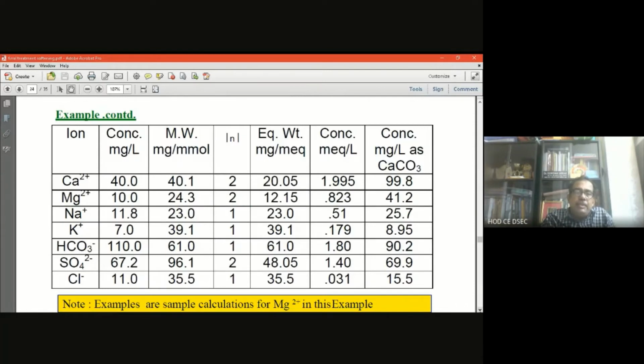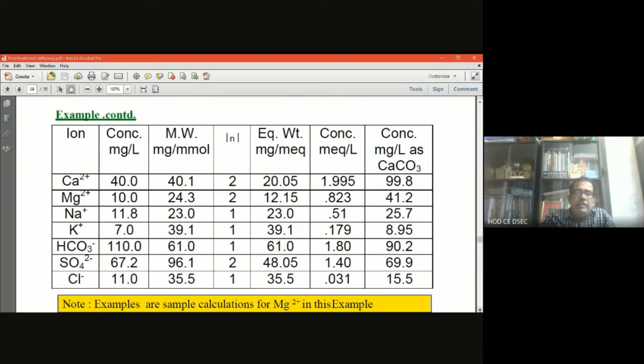Now valency we know. So what is the equivalent weight? Molecular weight divided by valency. Suppose we talk about calcium, its molecular weight is 40.1. And what is the valency? That is 2. So the equivalent weight is 40.1 divided by 2, which is 20.05. Similarly, for each and every ion, if you divide the molecular weight by the valency, you will get the corresponding equivalent weight of that ion.